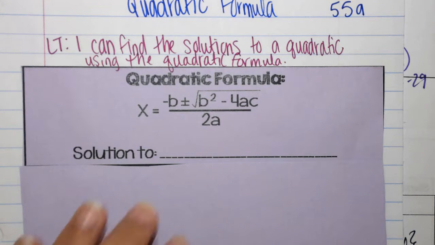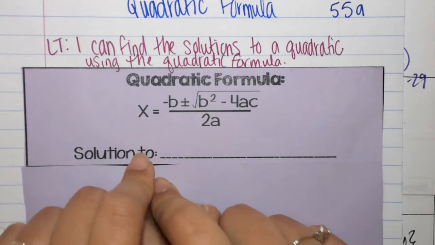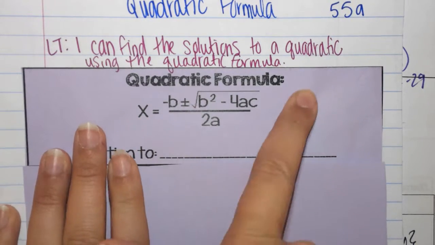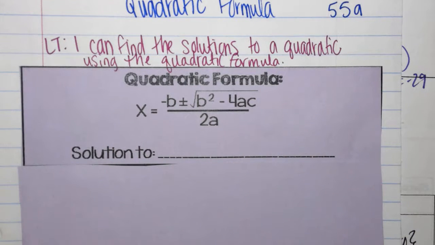Remember, the solutions to a quadratic are where it crosses the x-axis. That's why it says x. And we have dealt with square roots before. Remember, you can have two answers, positive and a negative. And that's also why it says plus or minus.